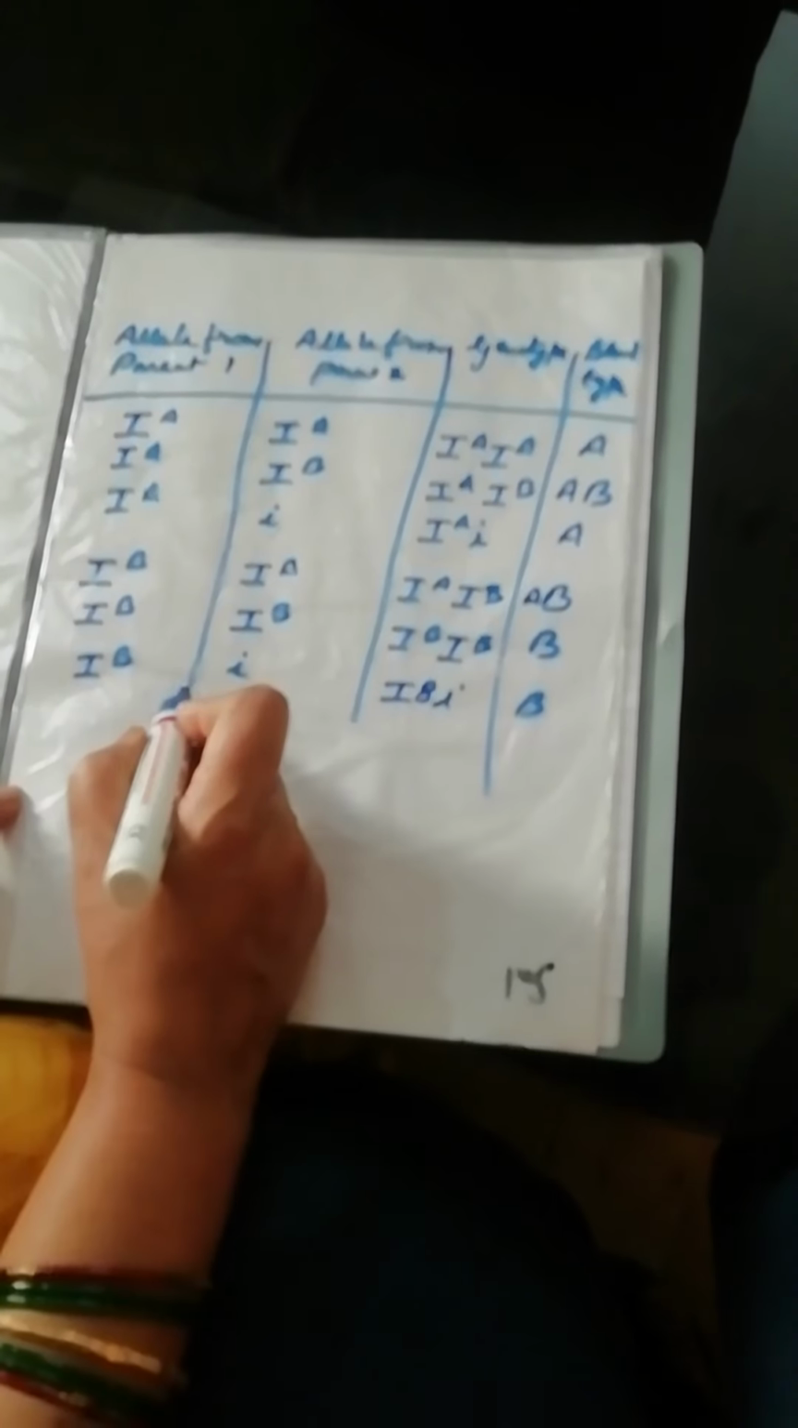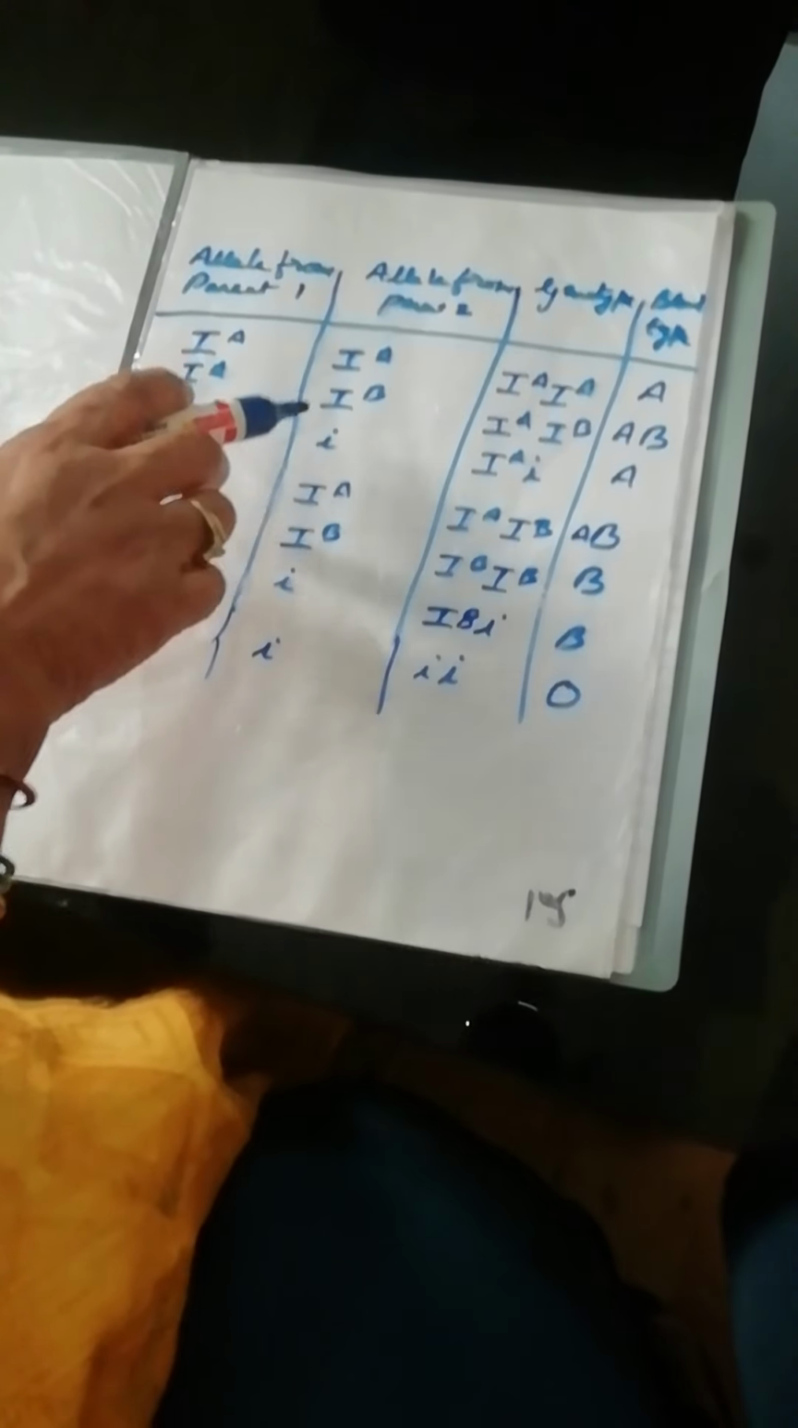Now another possibility is what? That both the parents are contributing small i. Then in this case the genotype would be this, and the blood group is O. Understood? So here we can see that the blood type is determined by which gene? I. How many alleles have we seen? Three: IA, IB and small i.